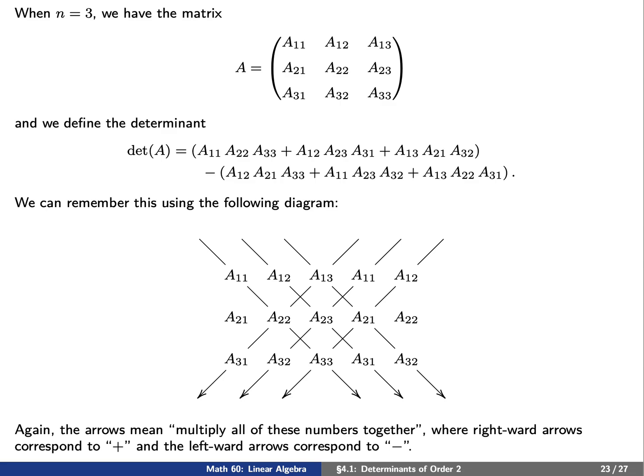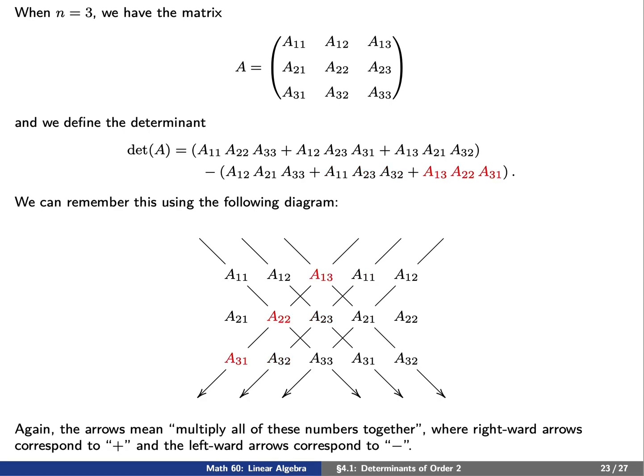For example, we take the first 3, that will be the product a11, a22, a33. We'll add this to the determinant. For the next 3, a12, a23, a31 we'll continue to add. And then for the next 3, a13, a21, a32 we'll continue to add. But now we have 3 arrows going in the opposite direction. a13, a22, a31 we'll subtract. a11, a23, a32 again we'll subtract. And finally, a12, a21, a33 we'll subtract.